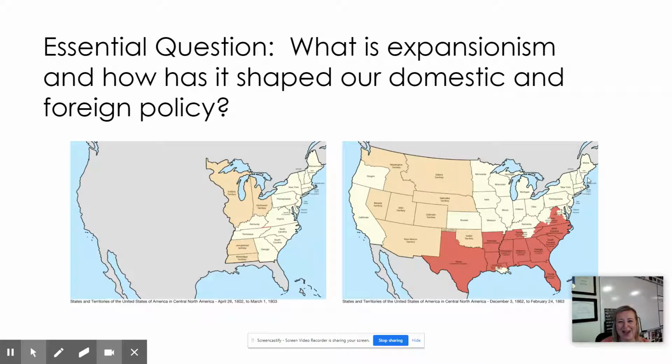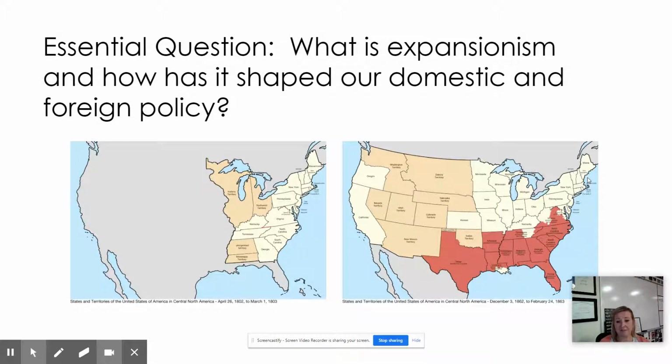Unit 3 on westward expansion and imperialism. And the very first thing that we need you to do as we jump into this unit is to really examine this larger question about what is expansionism and how has it shaped our domestic and foreign policy.